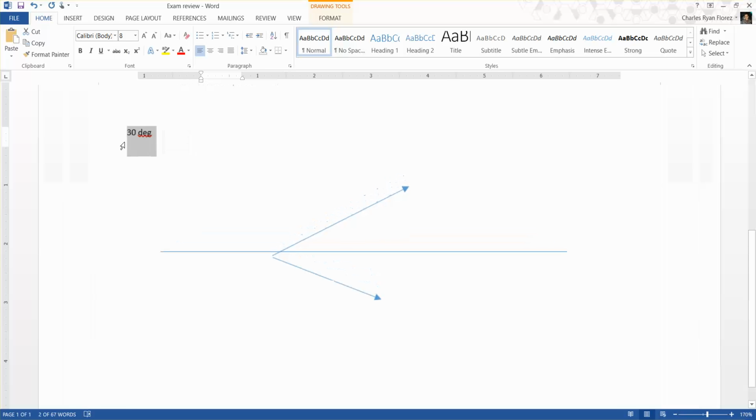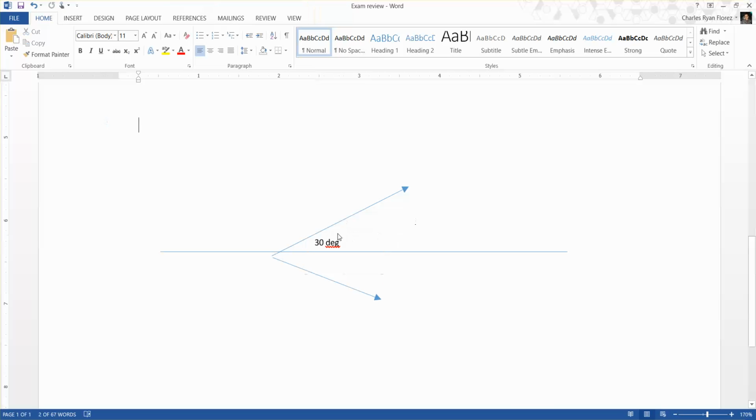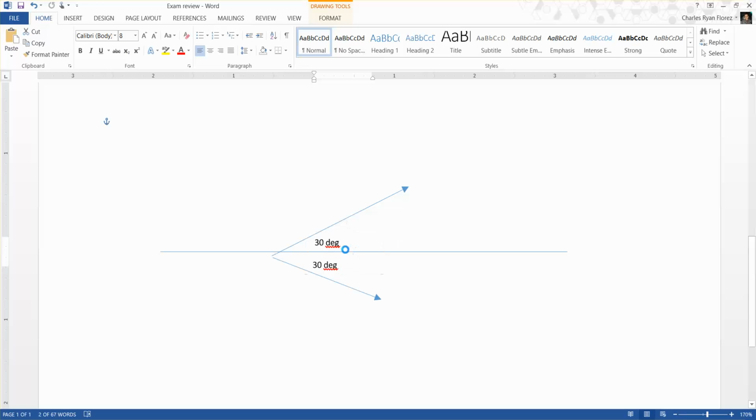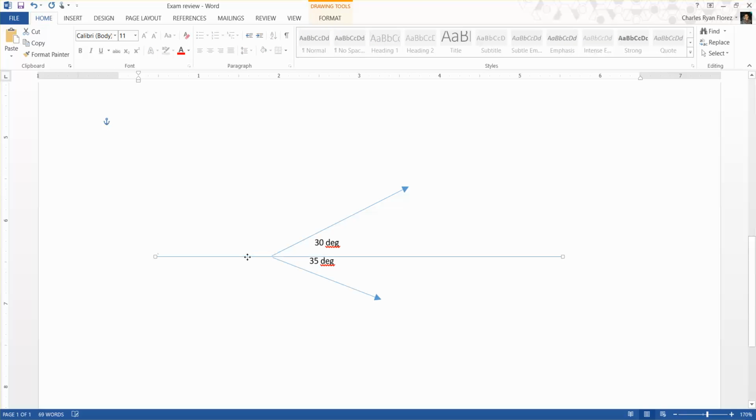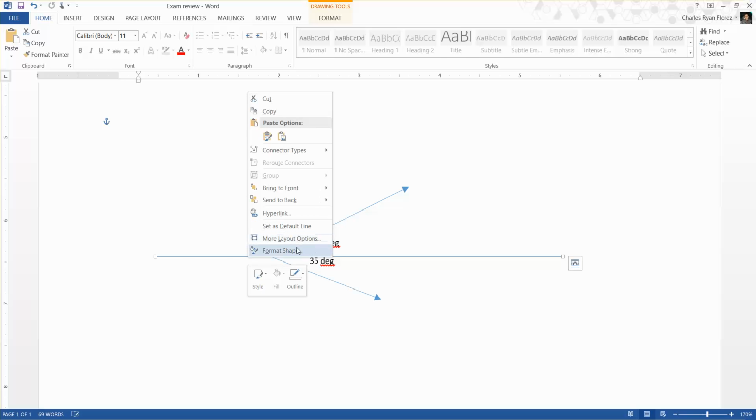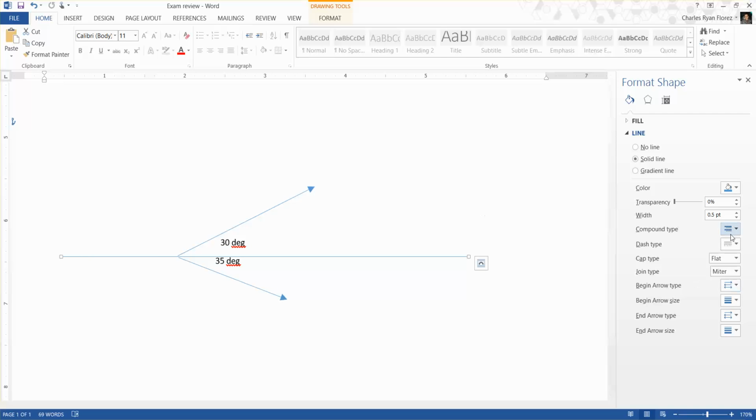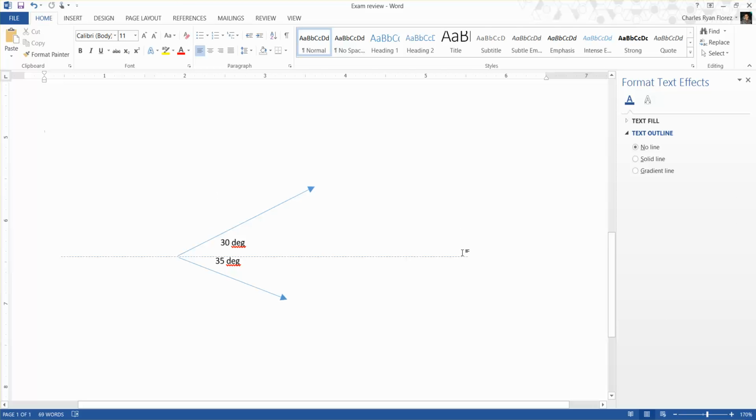Maybe I should have had all this stuff formatted, right? Okay, so let's say that this angle here is 30 degrees. Let's say this here is, I don't know, 35. And this, I'll make this dashed, so we know it's not really part of anything.